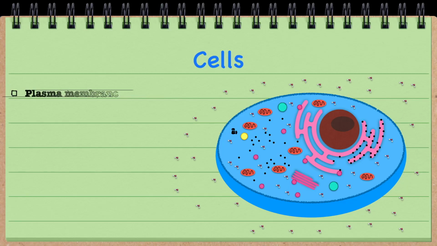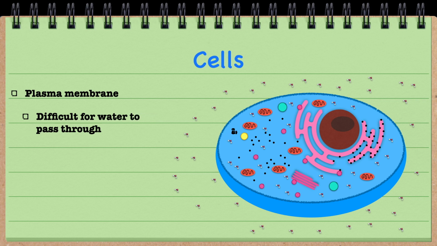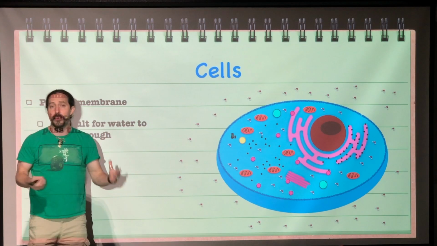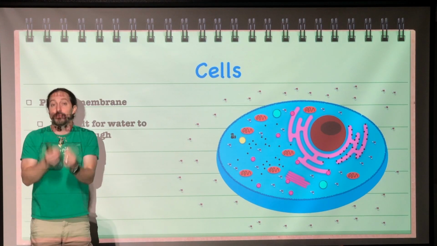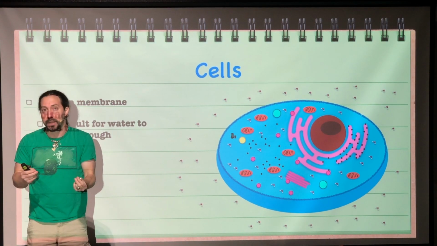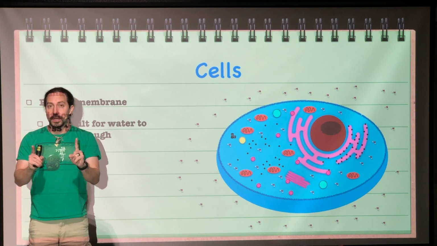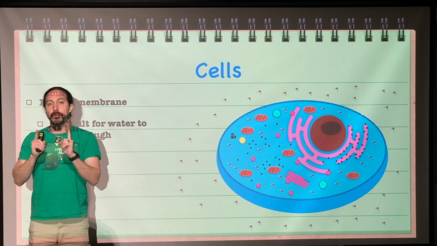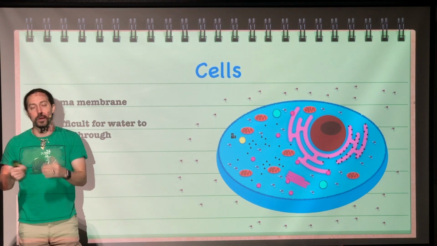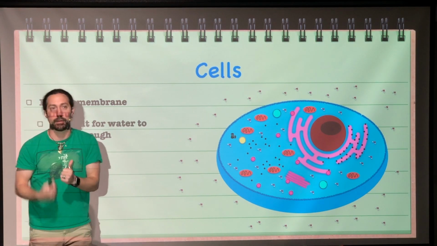First off, remember we have our cell, and it has this plasma membrane, and well, that plasma membrane is actually difficult for water to pass through, because water, despite the fact that it's really small, it is polar. And that polarity means it's hard for that water molecule to pass through that phospholipid bilayer.